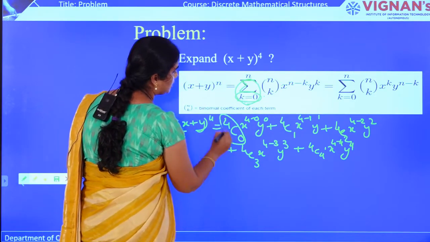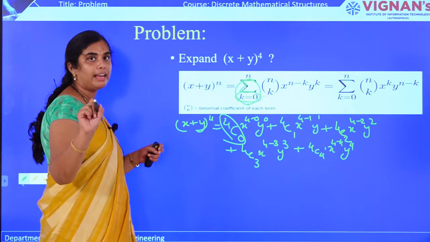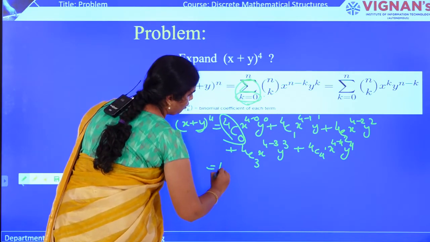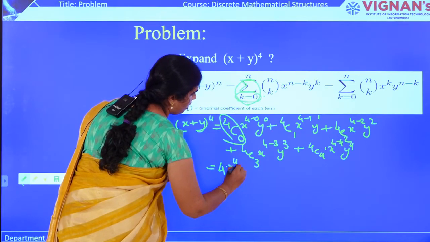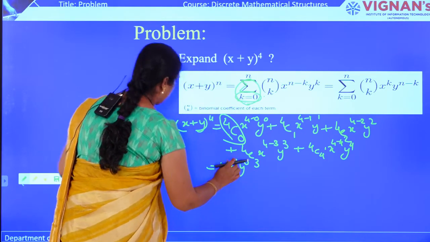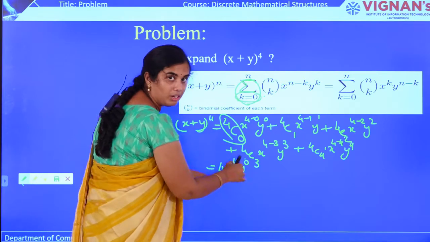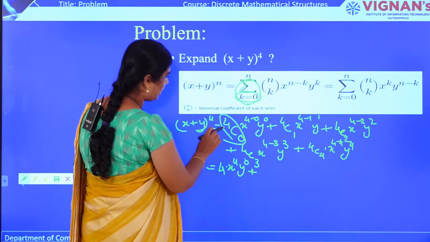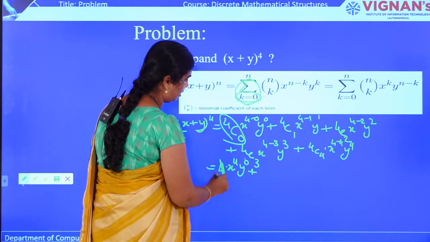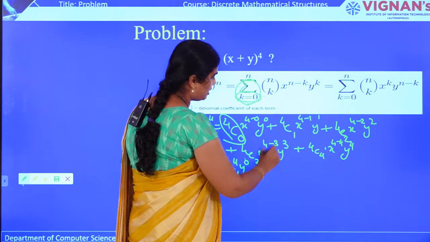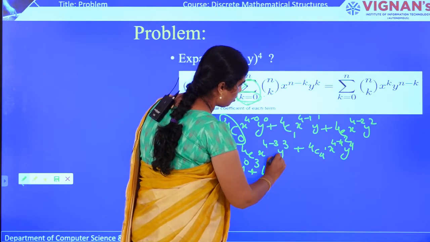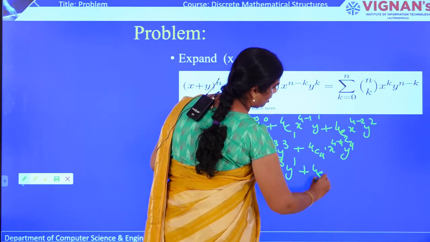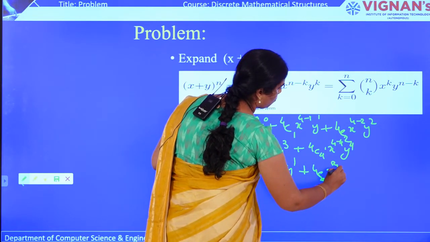So, if you expand 4C0, what you will get? Try it through the formula of combinations. Y to the power of 0 is 1 only. Sorry guys, 4C0 is 1, not 4. Next, 4C1 will be 4, x to the power of 3, y to the power of 1, plus 4C2. Expand it and write x square, y square.